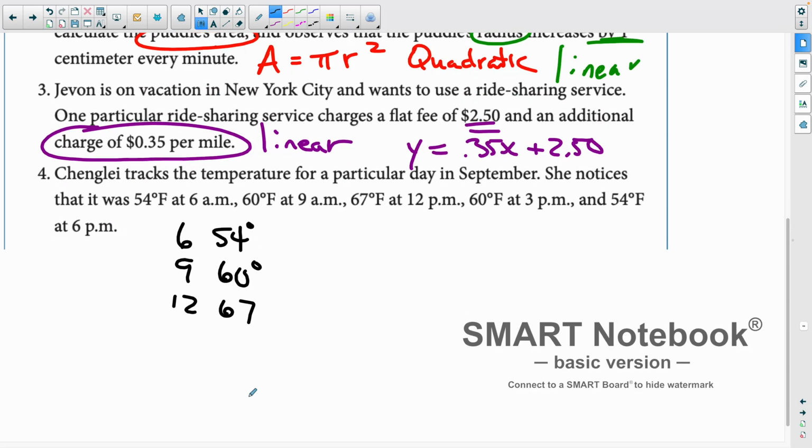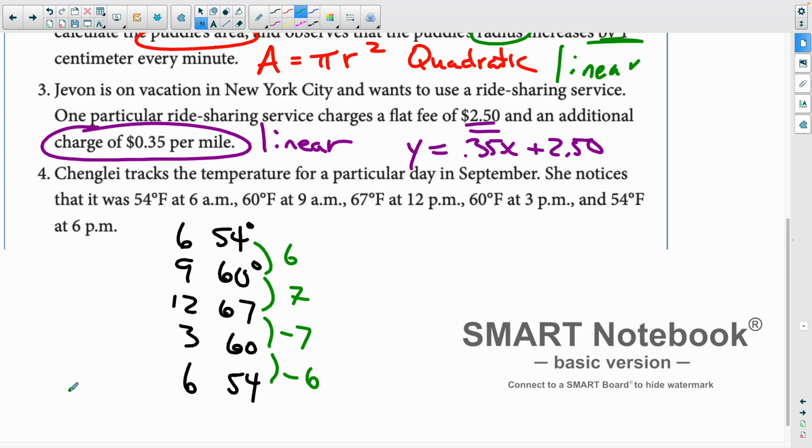At 3 p.m. you could say that's 1,500 hours. That would be Army time. This is 6. And let's see, that would be 60, and that would be 54. Okay. So there's the data, if I wrote it down. Now, what is your change here? It went up 6. What's this one? 7.